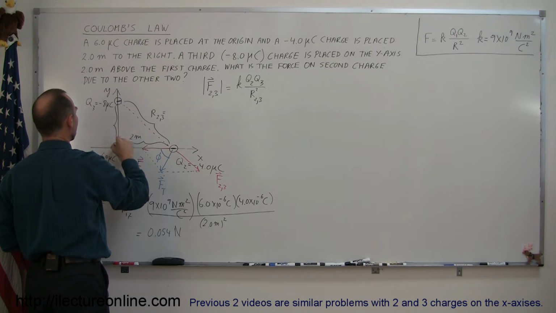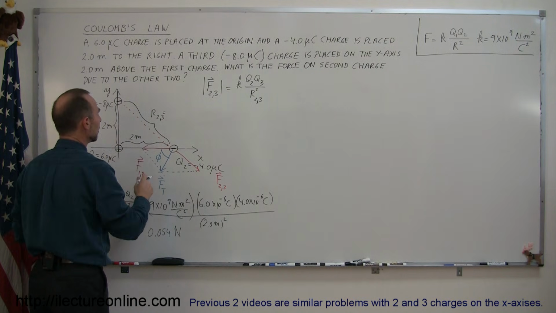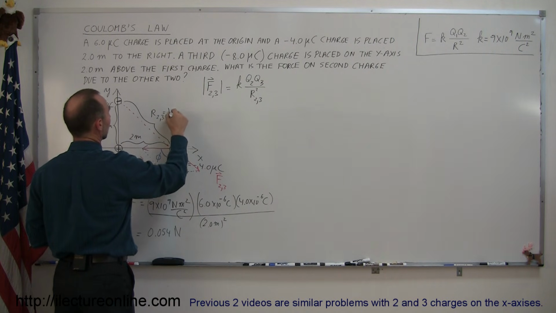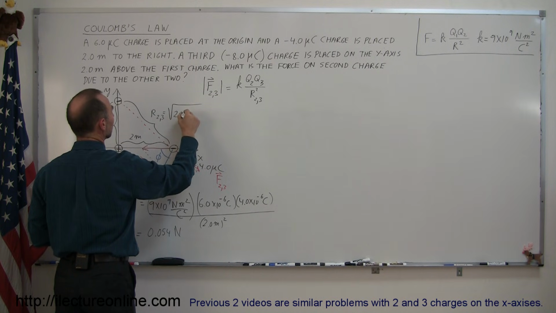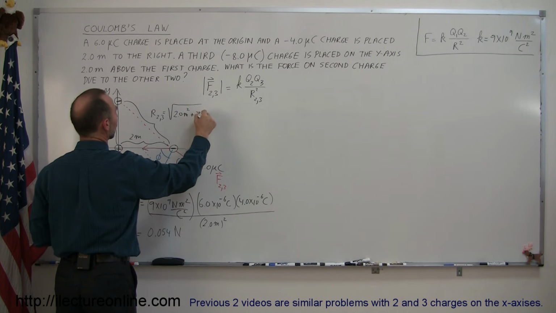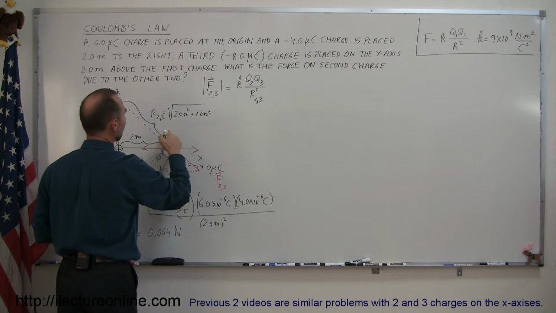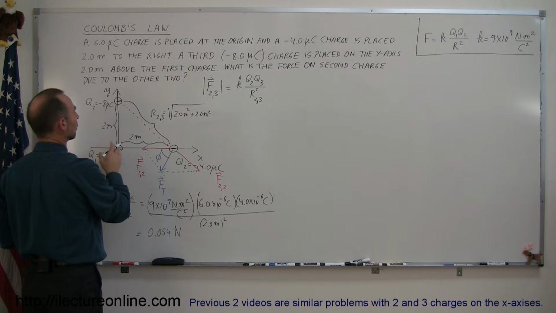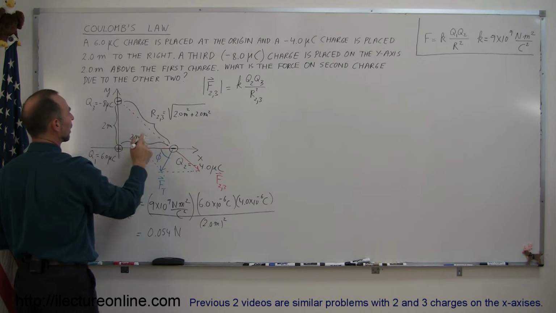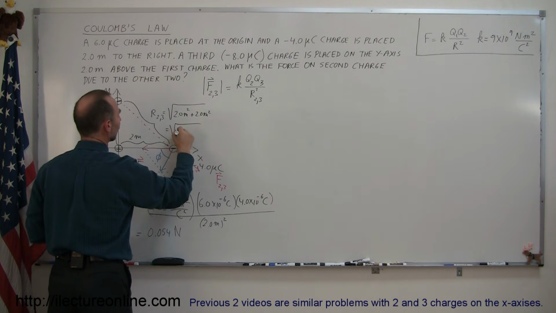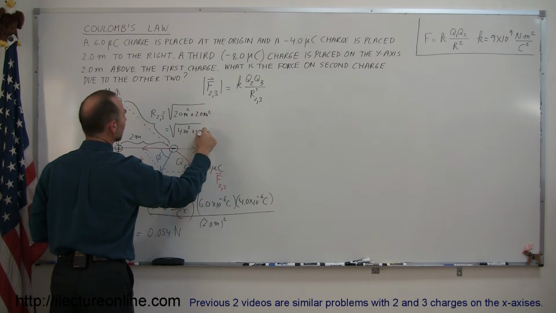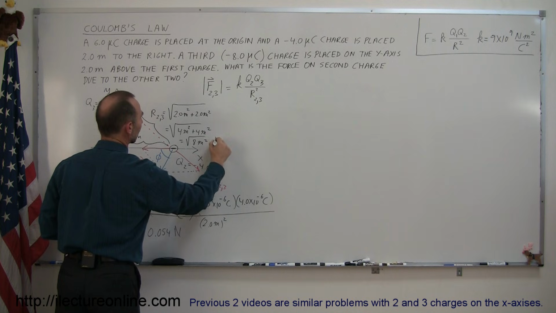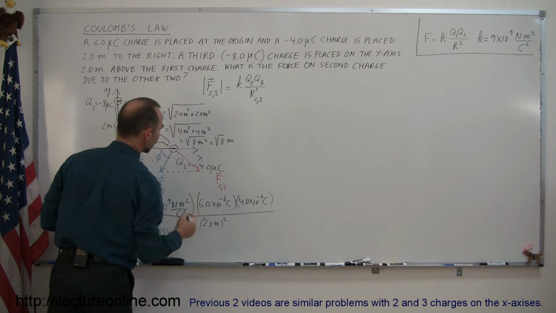Well, since we know that this distance is 2 meters and that distance is 2 meters, and that's a hypotenuse, we can use the Pythagorean theorem. We can say that that distance is equal to the square root of 2.0 meters squared plus 2.0 meters squared. Remember that the magnitude of a diagonal is equal to the square root of the sum of the squares of the two sides. So this would be equal to the square root of 4 meters squared plus 4 meters squared, which is equal to the square root of 8 meters squared. And so it's equal to the square root of 8 times meters.